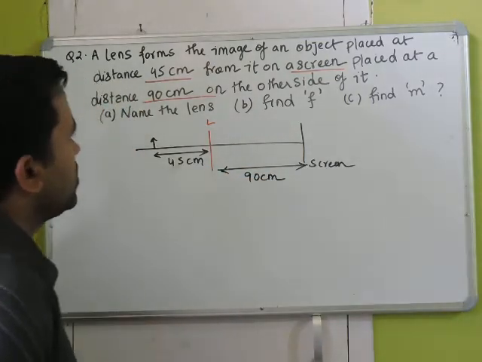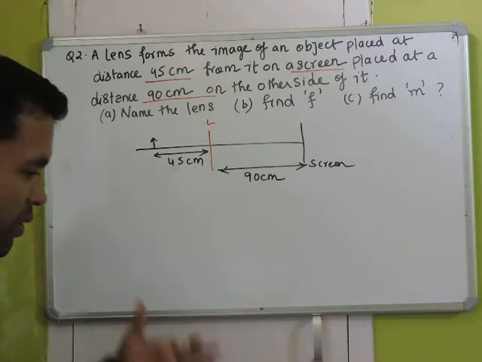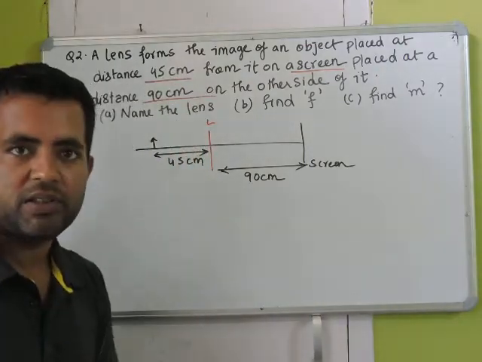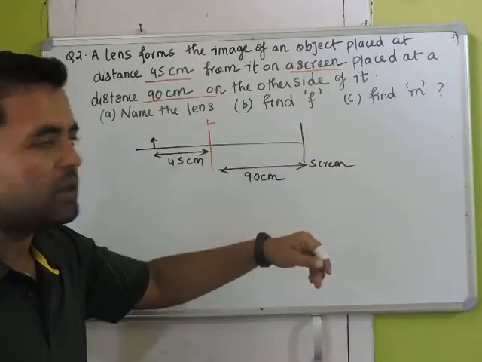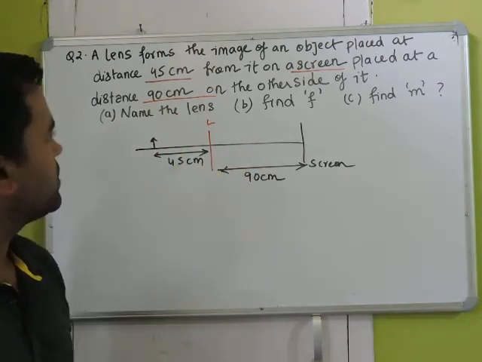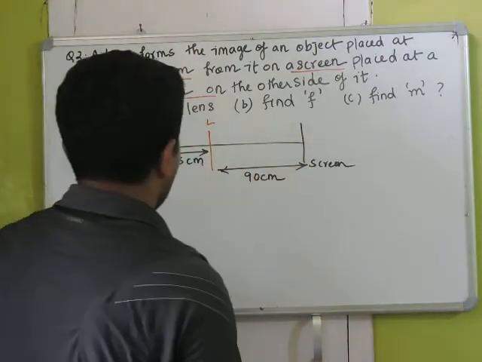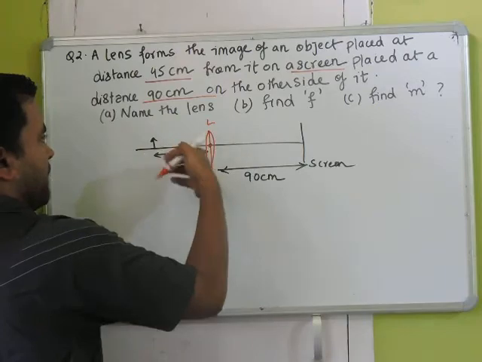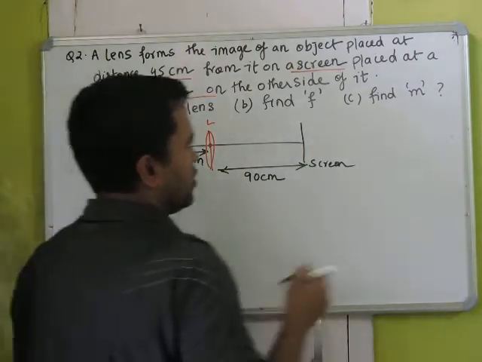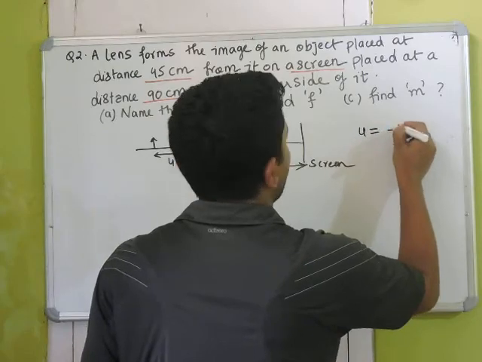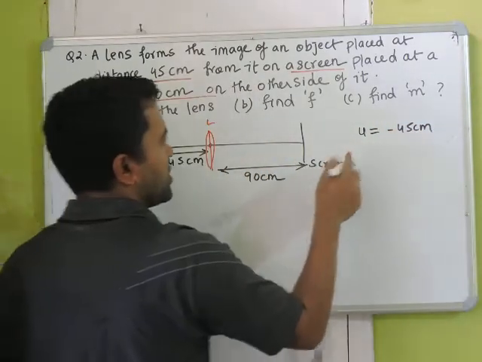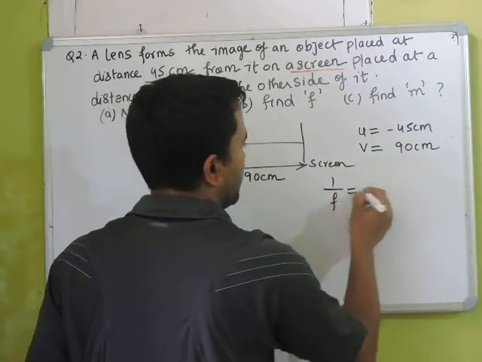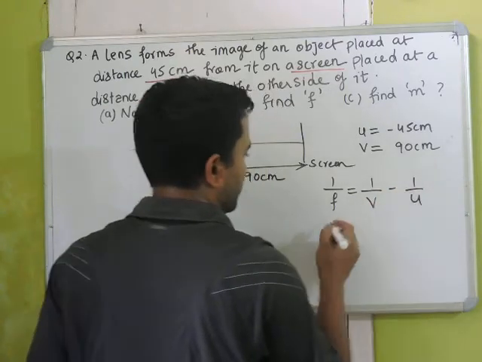Now they are asking you to name the lens. As we know, only in case of a convex lens do you have a chance to form a real image which can be obtained on a screen. So of course the lens will be a convex lens. Now find f. Distances are measured from this side, so u is always negative in any numerical. So object distance is minus 45, image distance is positive 90.